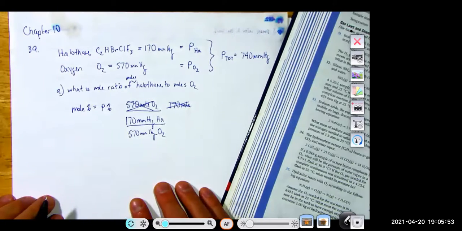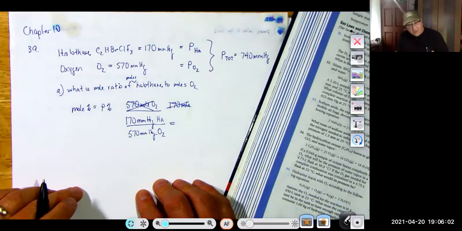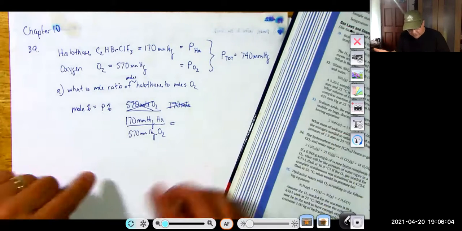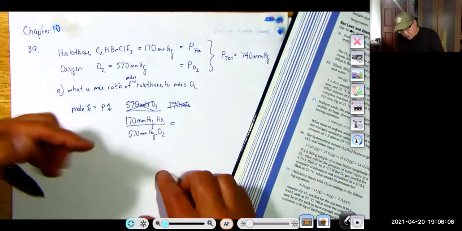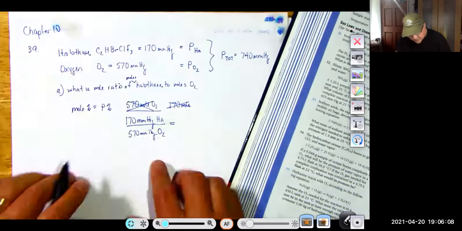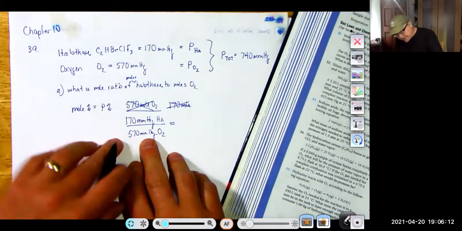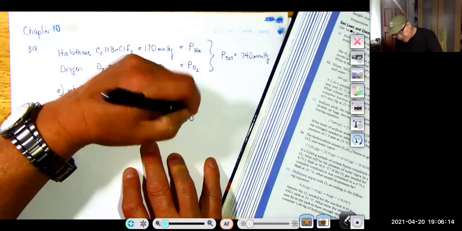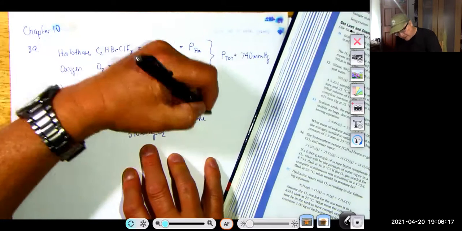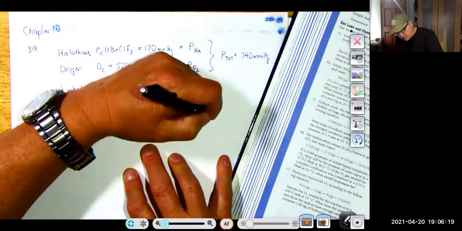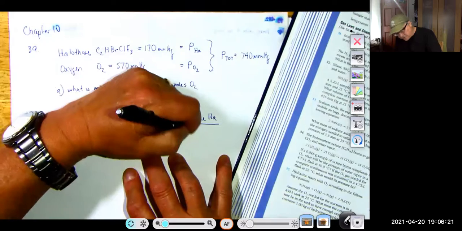Because I see now they wanted halothane to O2, not the mole percentage. They don't want the mole percentage. They just want to know what is the proportion of each of these. So because moles and P are the same, we can say that this is the same as saying 170 moles of halothane to 570 moles of O2.